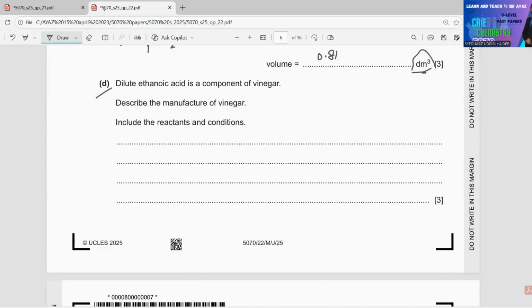D. Dilute ethanoic acid is a component of vinegar. Describe the manufacture of vinegar. Include the reactants and conditions. So ethanoic acid can be made from the oxidation of ethanol, which takes place in air and in the presence of bacteria. So the reactants must be ethanol and oxygen. Ethanol and oxygen, this is the reactant. For the conditions: air, and presence of bacteria.